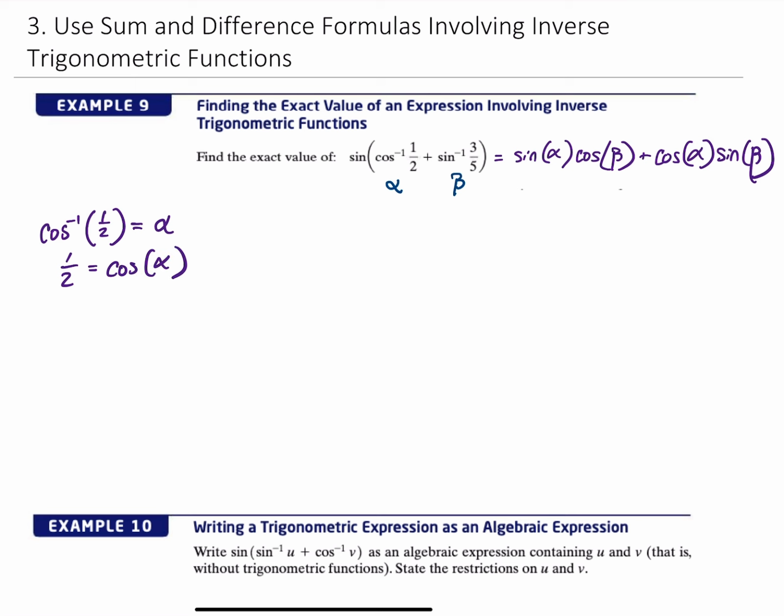So where's the cosine equal to 1/2? Let's keep in mind our restricted range of the inverse cosine is from 0 to pi. And it's positive, so we're in the first quadrant. So that should be at pi over 3. We get a cosine of positive 1/2. So we can say alpha equals pi over 3.